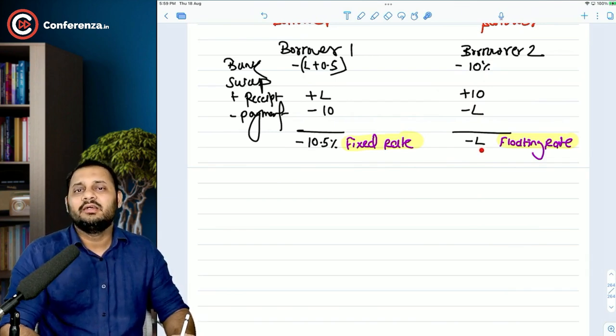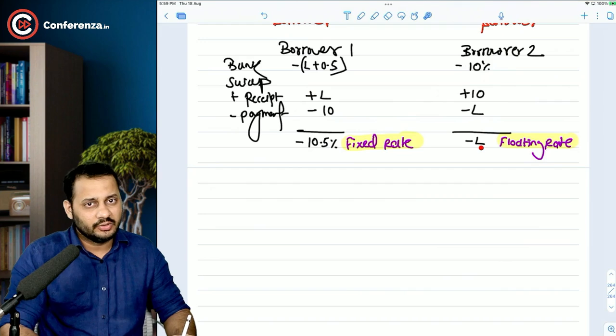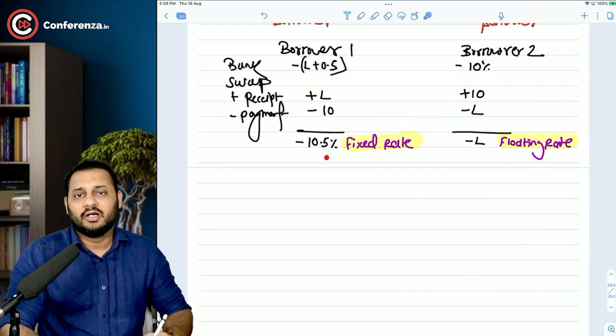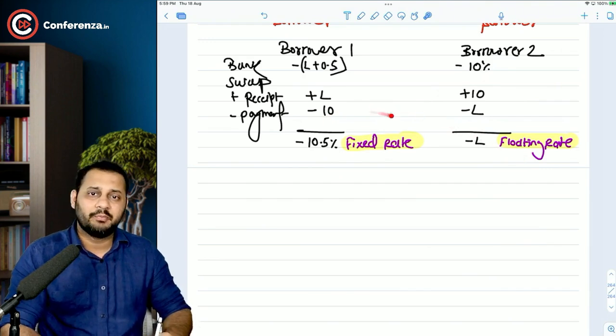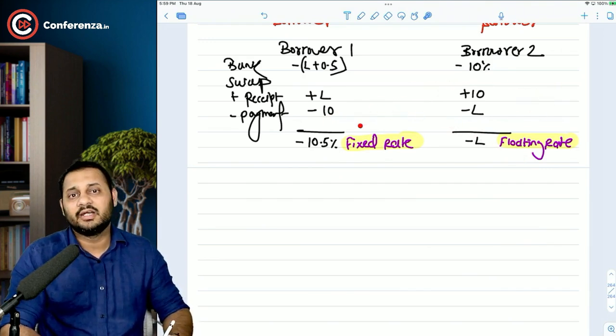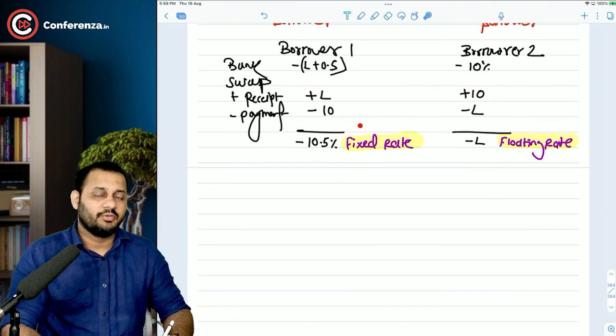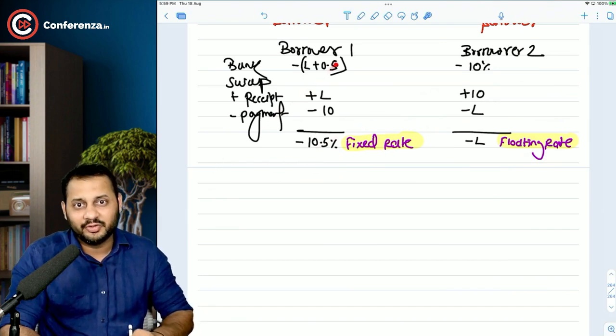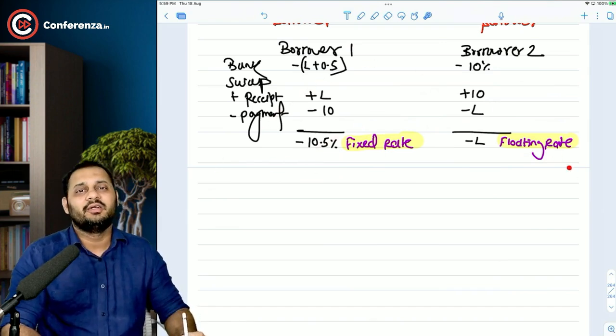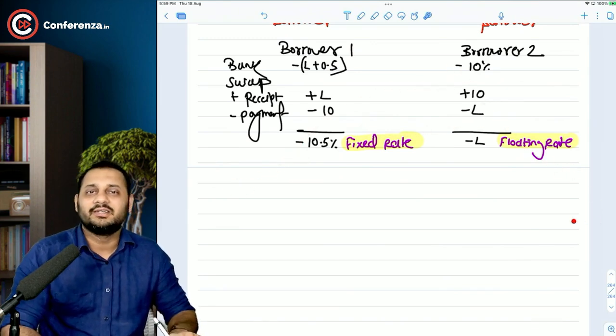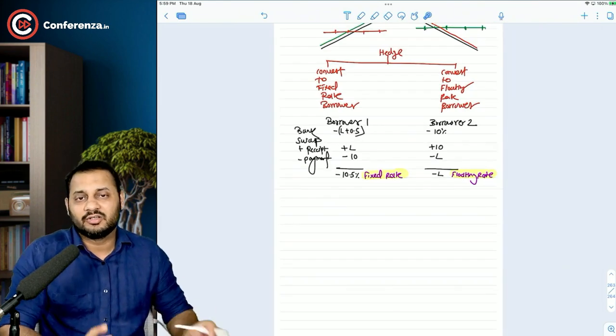In reality, whenever the interest rate comes into the picture, both of them will not make a profit, or both of them will not be happy. One of them will be happy by entering into this transaction and the other party will suffer a loss. Because in reality, the rate is either going to go up or it is going to go down. It will not go up and down at the same time. So this is what swapping is.